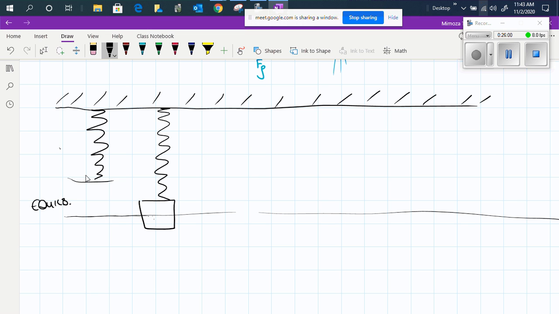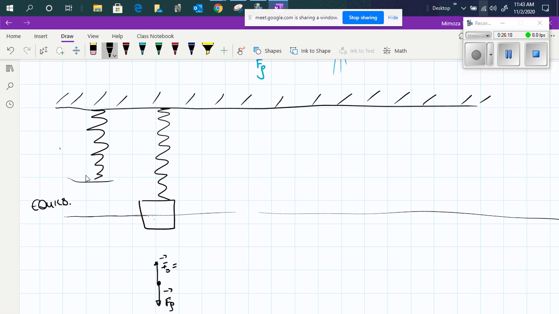for the spring. In this case, what you have is a force of gravity that is always going down to the center of the Earth, and then you have another force, which is known as the force of the spring.